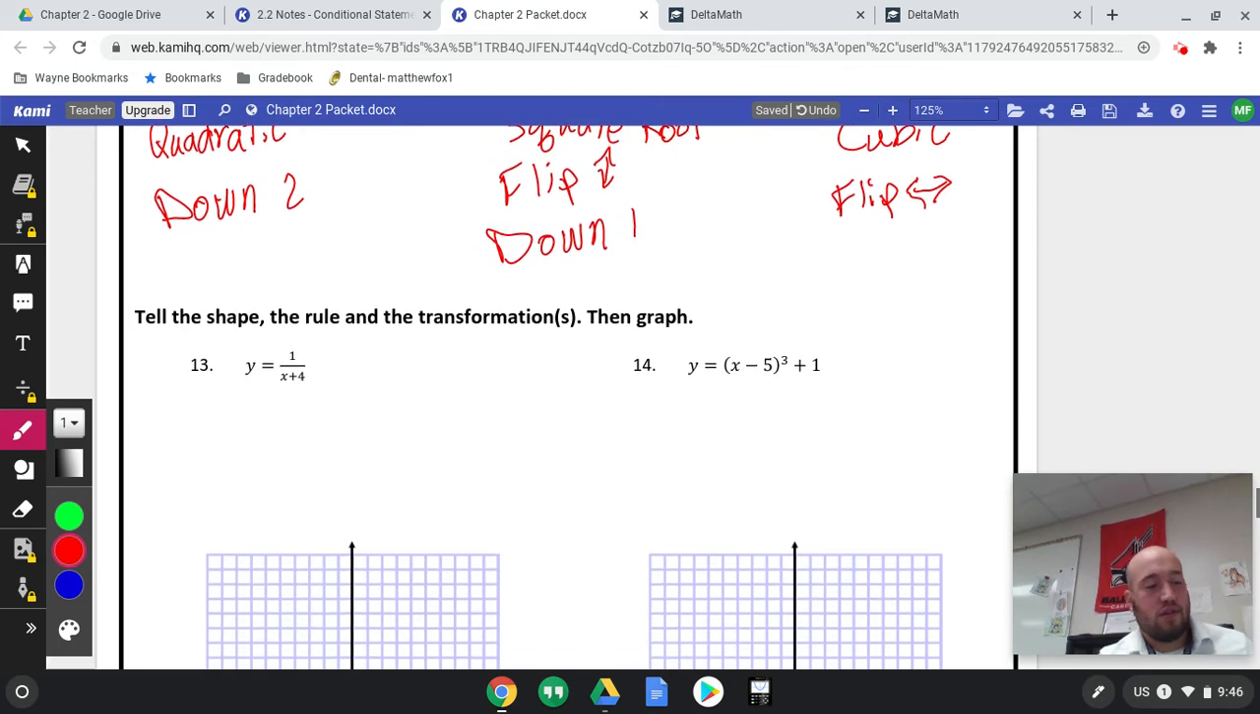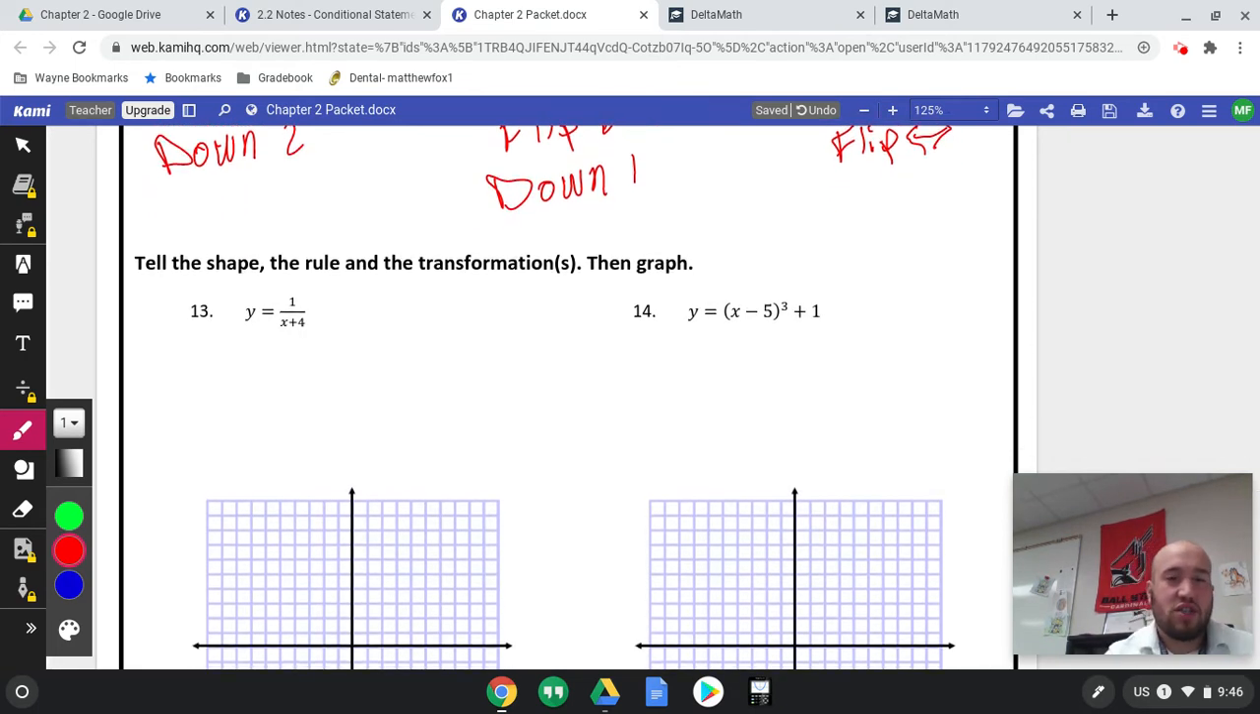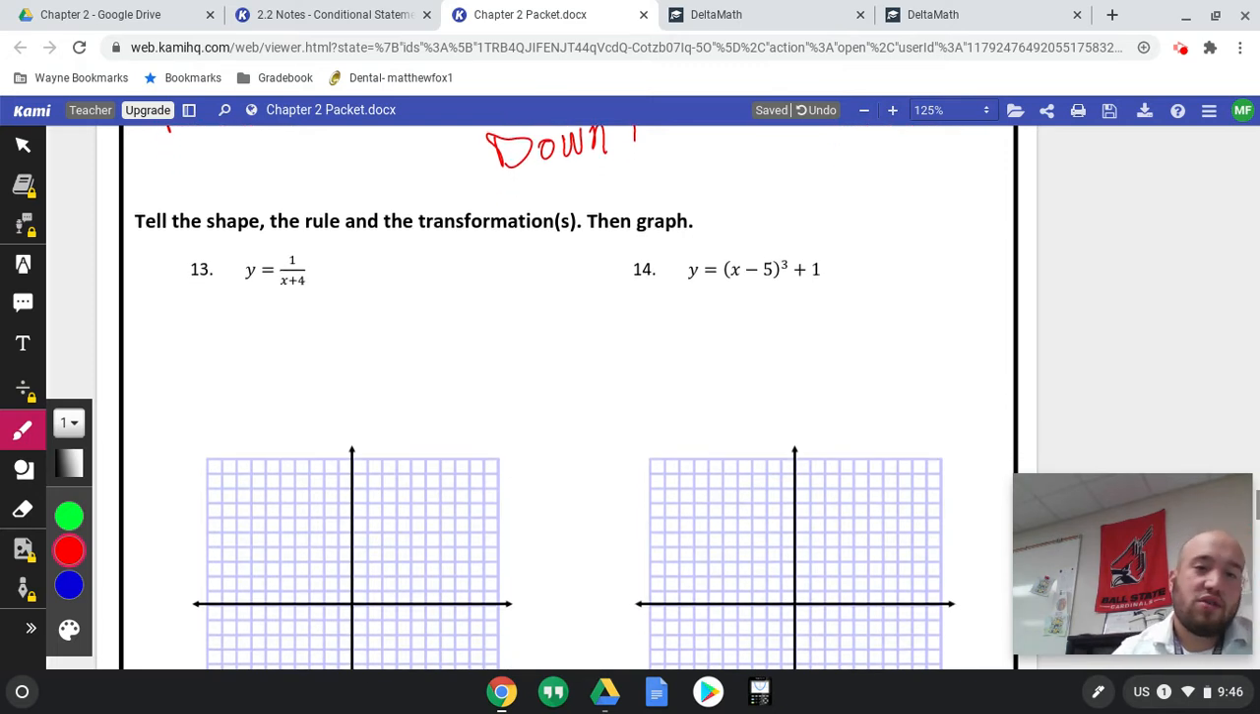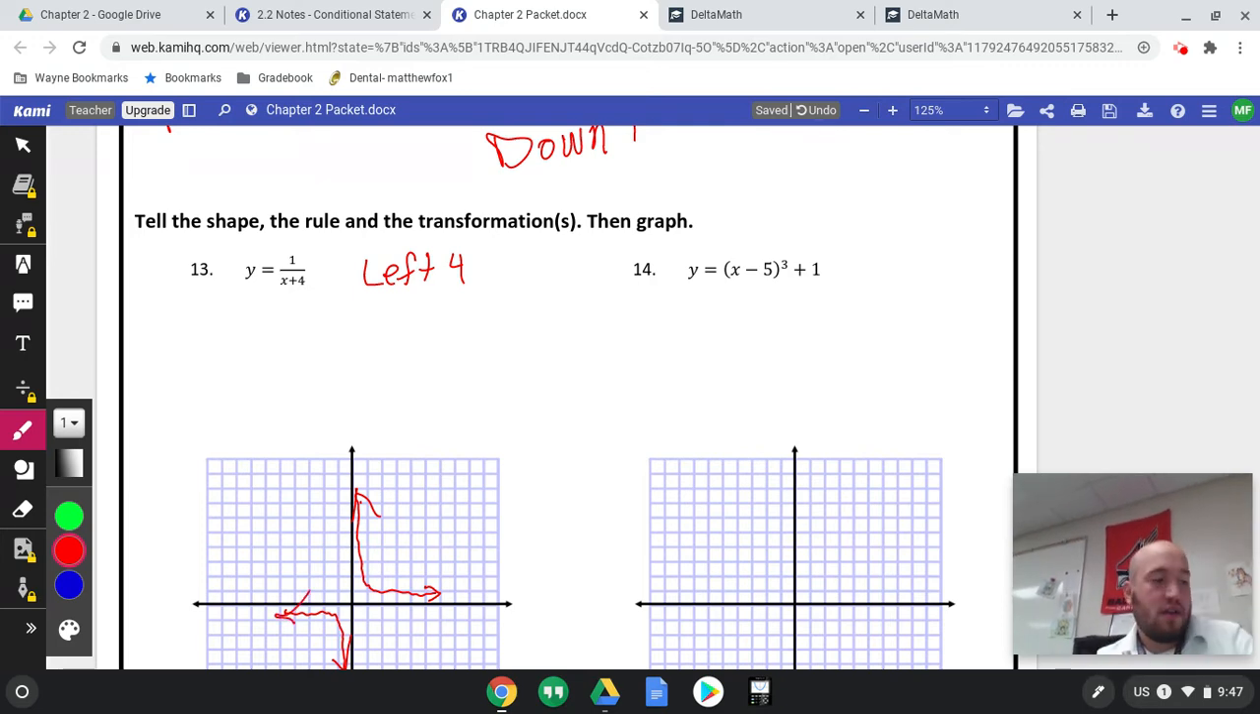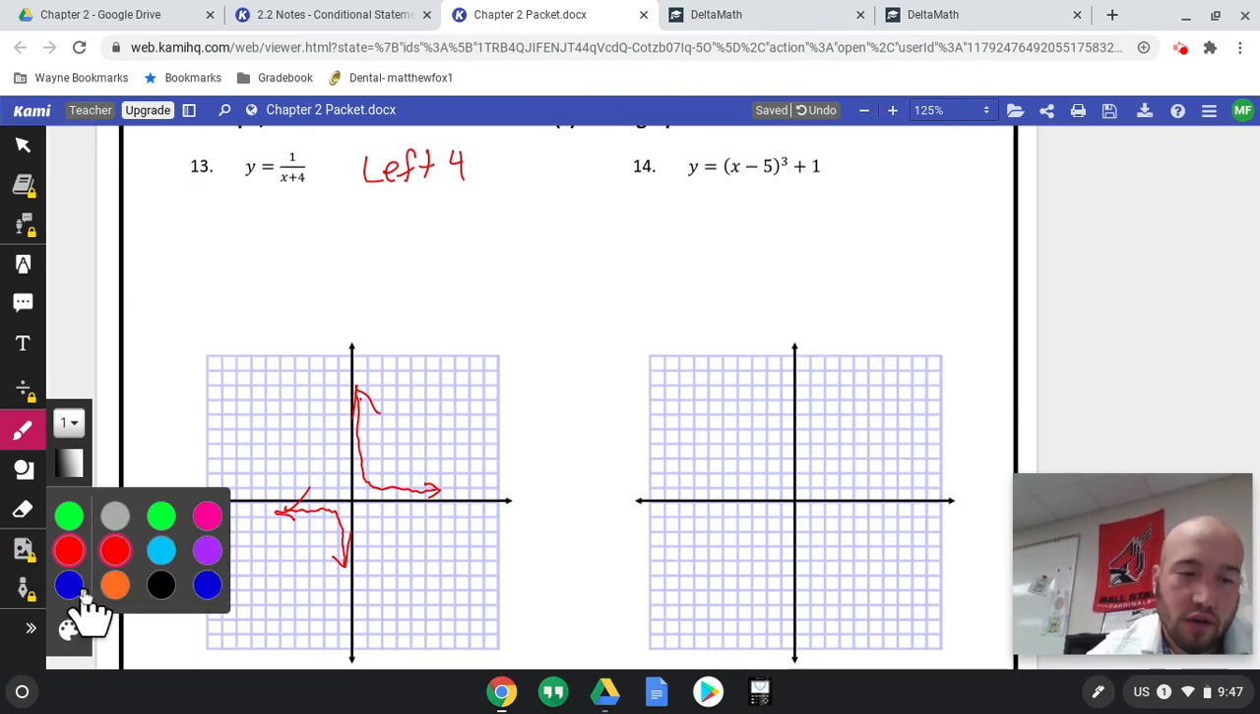All right, so on this next one, this shape is going to shift. We know it shifts left 4 based on the fact that that is underneath there. It's like it's in the parentheses. Okay, this was a reciprocal. So normally it looks something like this. Okay, and it is shifting left 4. So I'll leave that one there.